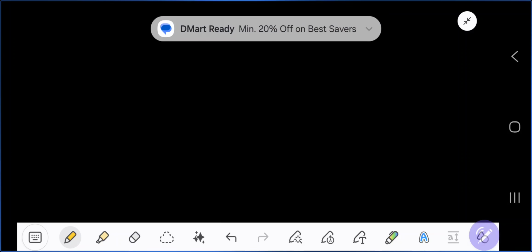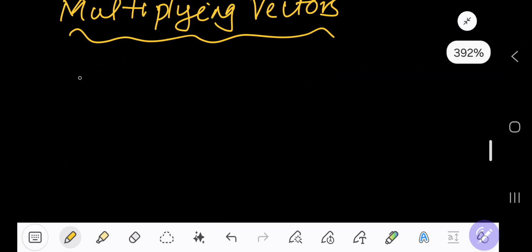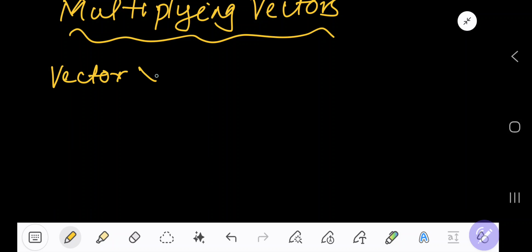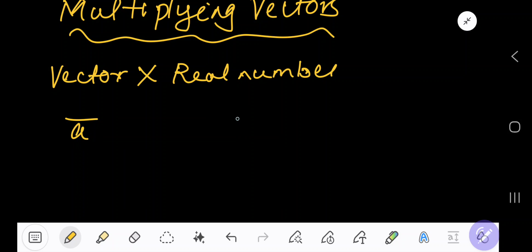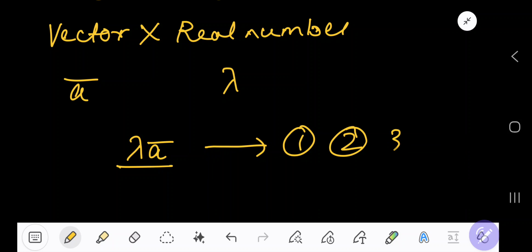All right. So now let's move on to multiplying vectors, and this will be our last topic. So let's say we're multiplying a vector by a real number. Or let's say you have vector a bar and you have the real number as, let's say, lambda. I hope you guys know what lambda is. It's a variable. So we have lambda a bar. When you multiply lambda by a bar, with lambda being a real number and a bar being a vector, you get 4 cases.